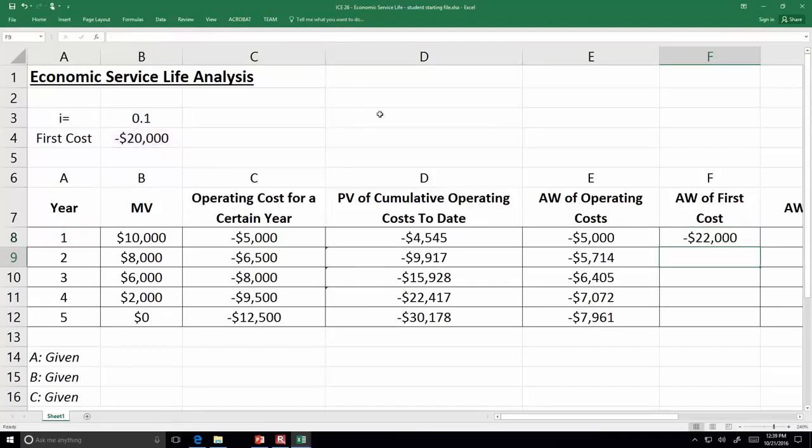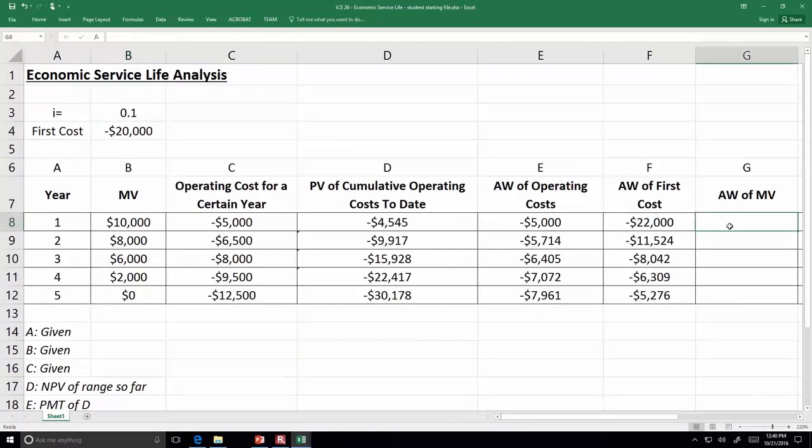All right, so if you pay at the end of year 1, then it's going to be $22,000, because it was $20,000 at year 0, and you've got 10% interest. So it's going to be more costly to pay at the end of the first year than to pay at time 0. And we drag that down, and it's finding out, for instance, if you keep it for 5 years, what is the cost you have to pay every year instead of the first cost all at once.